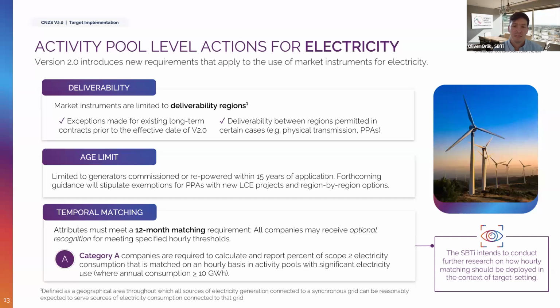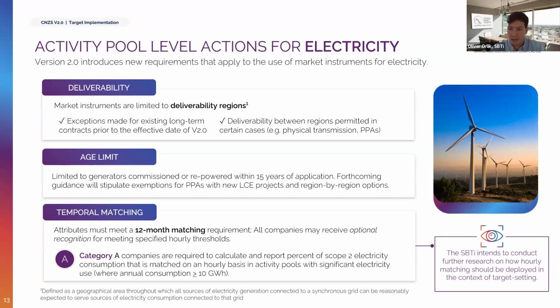And this is really discussing the new requirements that apply to the use of market instruments for electricity. So how do you use EACs? How do you use RECs in your value chain to decarbonize against those targets that you've set? And we have three clear criteria here, built around three principles: near, new, and now. So first, looking at near. So this is where deliverability region is outlined.